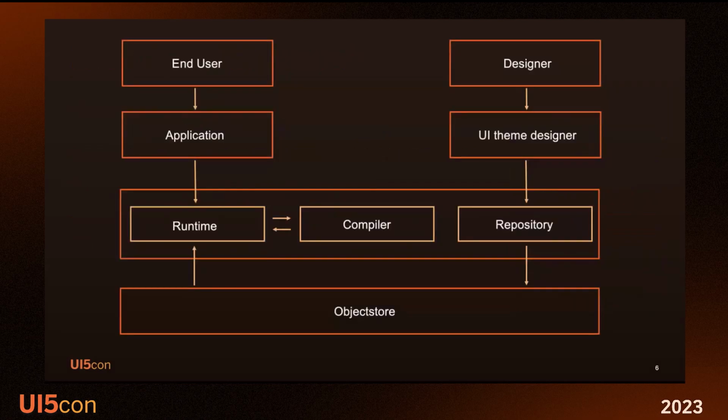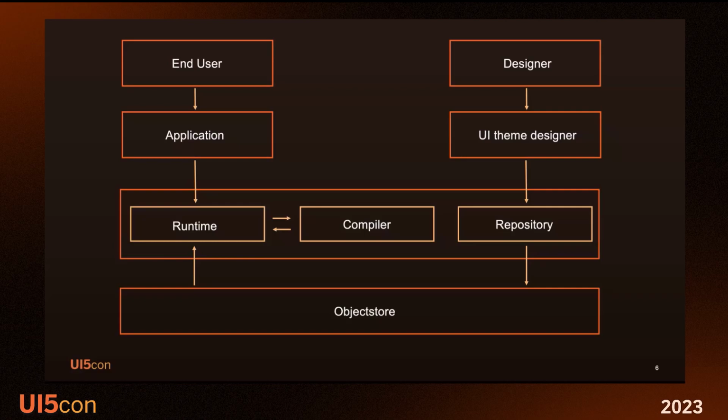Another view of the flow is pictured here. It shows that we have two types of users. On the one side, we have the end user interacting with your applications. And on the other side, we have the designers, not always by heart designers, but designers of the custom themes. They are interacting with the UI theme designer. And this shows clearly that the end users do not interact with the UI theme designer. They just consume the end product, your custom theme.